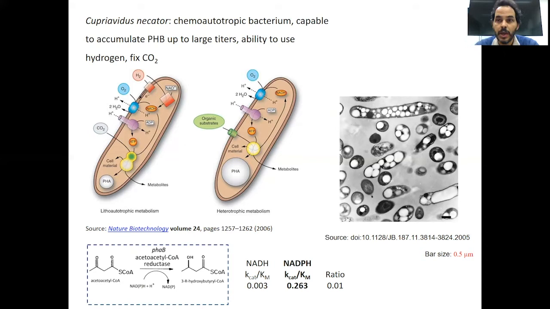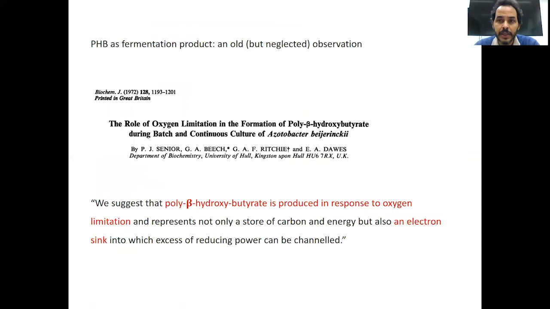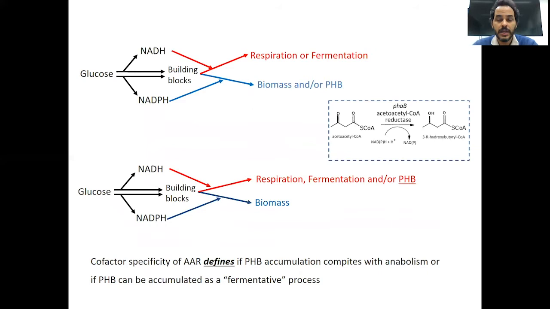And as the acetoacetyl-CoA reductase of this organism is very NADPH specific, it was assumed that this was the case in all major PHB-accumulating organisms. However, the ability to accumulate PHB using NADH instead of NADPH has been around for a very long time, but somehow has been neglected. The ability to make PHB reoxidizing NADH instead of NADPH has an important consequence.